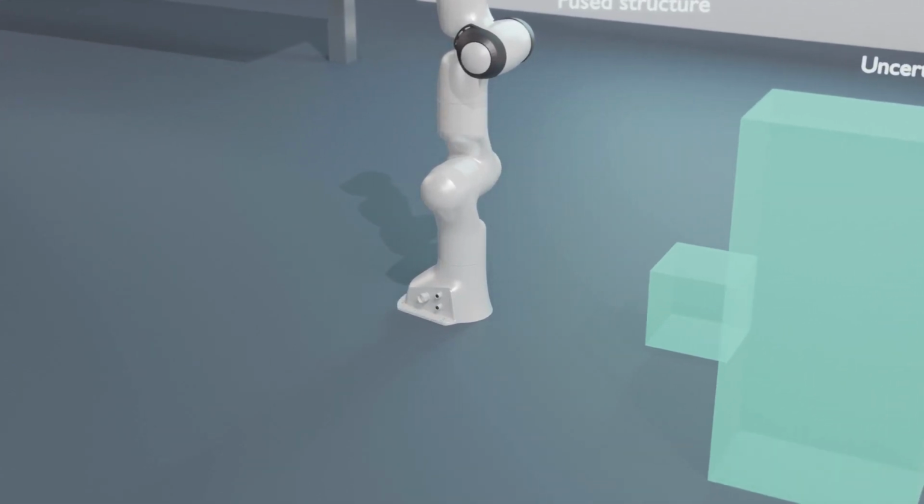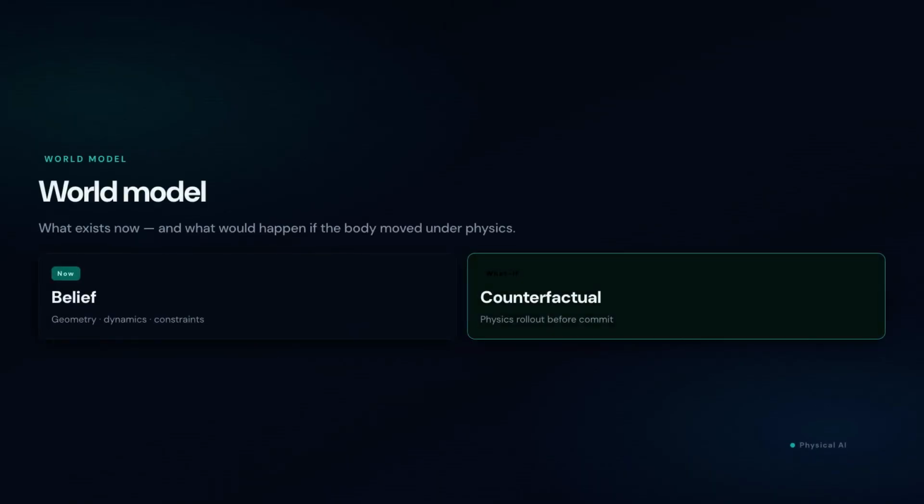A world model is the robot's working belief about what exists now and what would happen if it moved. It is not a chat transcript. It is geometry, dynamics, and constraints the body must respect. Without a world model, reasoning is theater, fluent, but ungrounded.